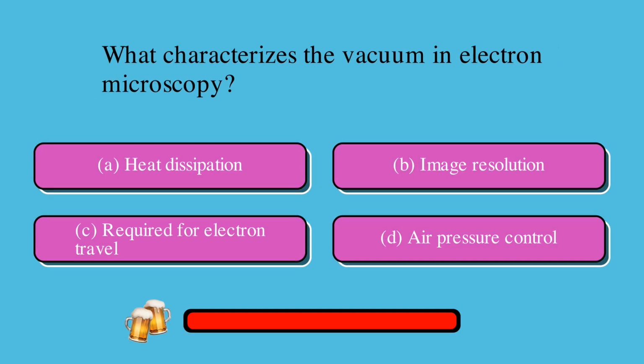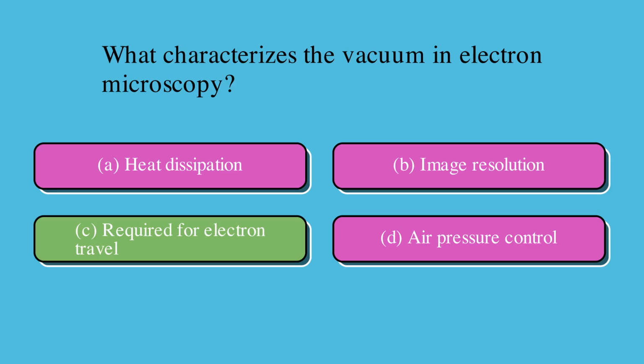What characterizes the vacuum in electron microscopy? Is it A, heat dissipation, B, image resolution, C, required for electron travel, or D, air pressure control? The correct answer is C, required for electron travel.